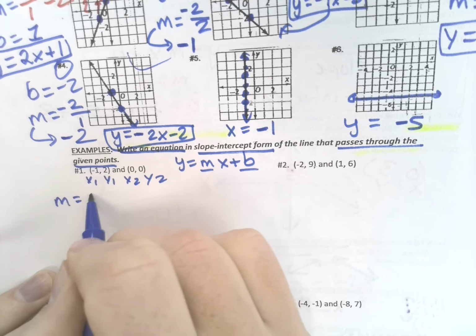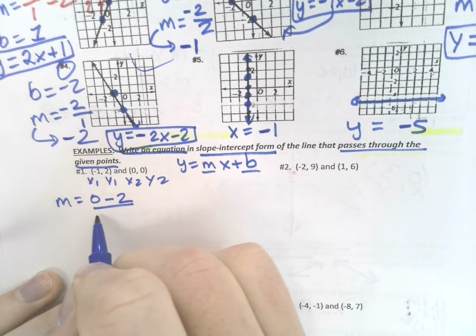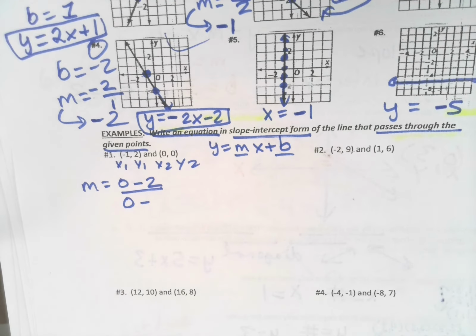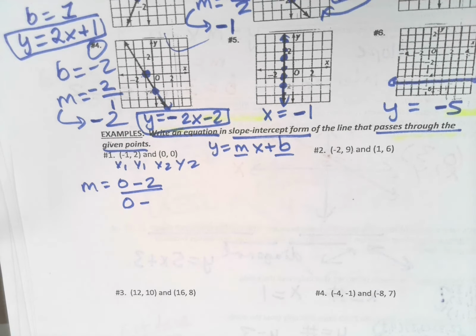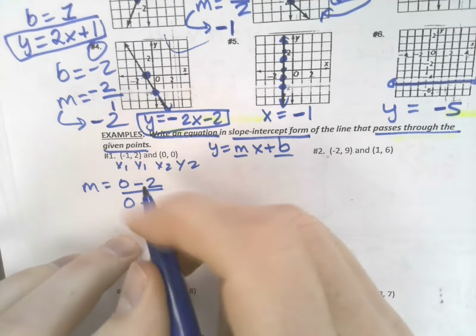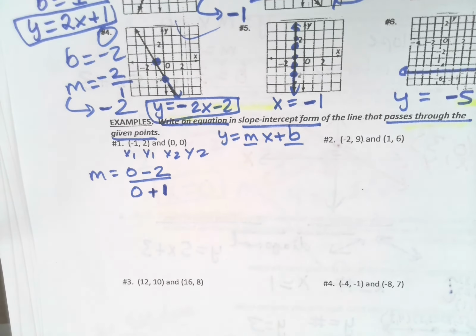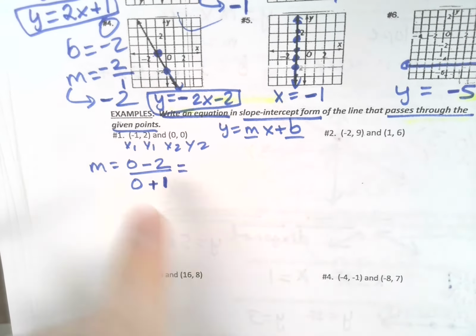So y2 minus y1 over x2 minus x1. What's going to happen with the x2 and x1? Caden, if you subtract the negative, what does that become? A positive? Yes, sir. It becomes plus 1. There you go. And this slope's actually not going to be too bad.